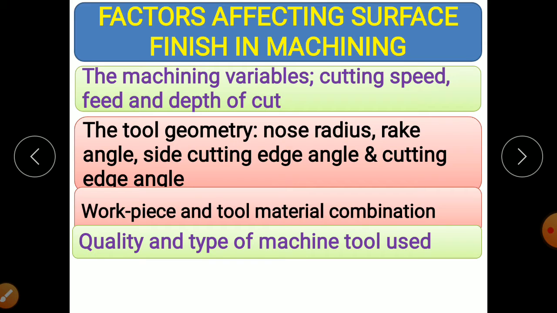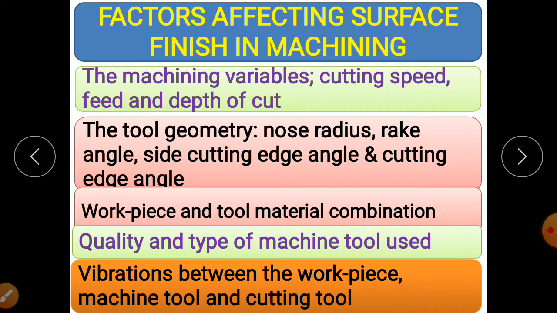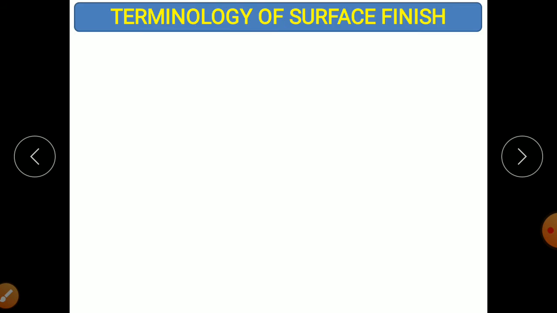Next is quality and type of machine tool used. Whether you are going to use lathe machines or CNC machines, etc. What type of machine tools we are going to use will also affect the surface finish. Next is vibrations between workpiece, machine tool and cutting tool. There will always be some vibrations, and because of this, that will also affect the surface finish.